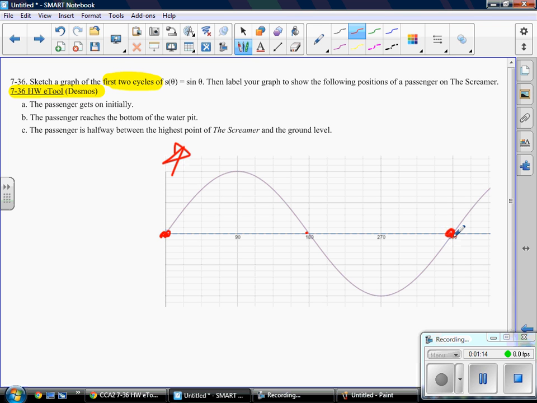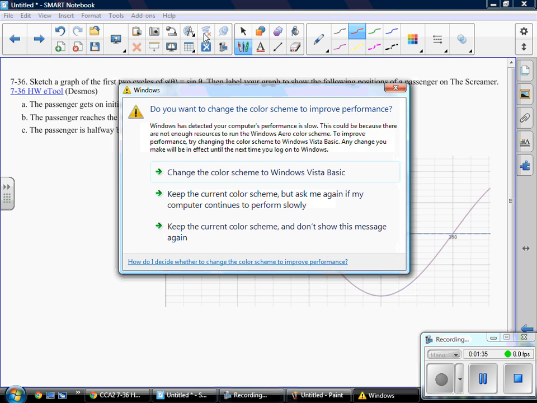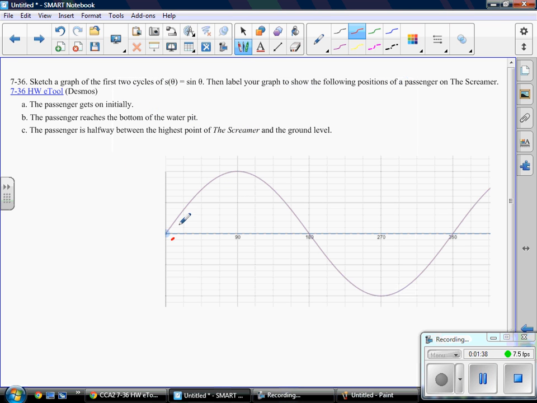So what we would need to draw is a second time. So continue this, goes up and down again. Okay, so that would be 2 cycles. I need 2 of these things, 2 times they ride the ride. So the first part says I need to show the positions of a rider who gets on initially. So a rider who gets on initially is going to be right here at 0. This is the starting point. So that's person A. They're getting on the ride.